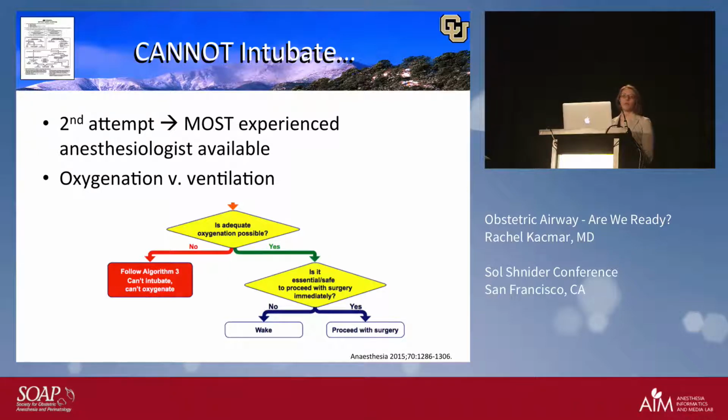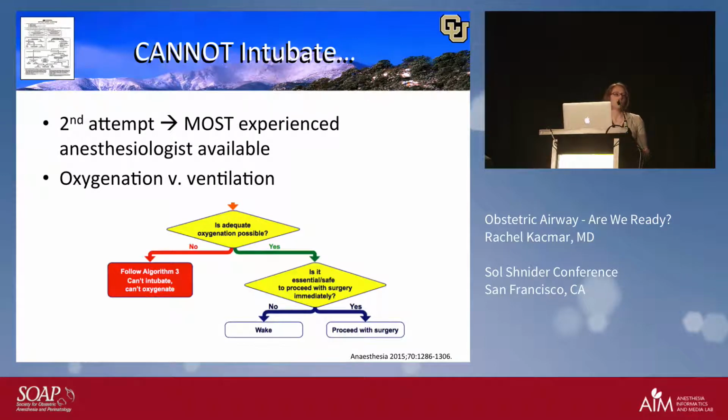And at this point, there are a couple of considerations that come into play. Again, whether or not you can oxygenate or ventilate the patient. Ventilation has always been the branch point that we've used for the traditional difficult airway algorithm from the ASA, but the OAA really points toward oxygenation as an important thing for obstetric patients specifically.